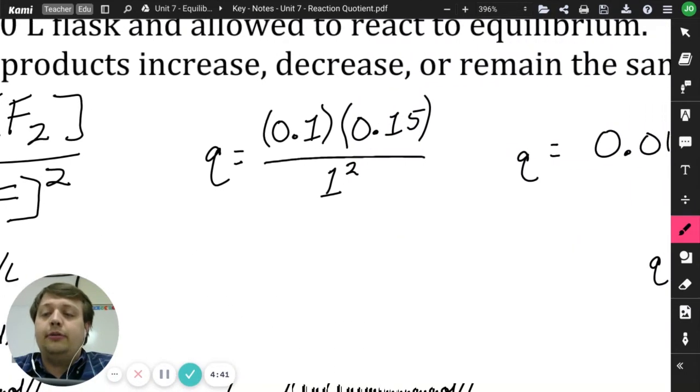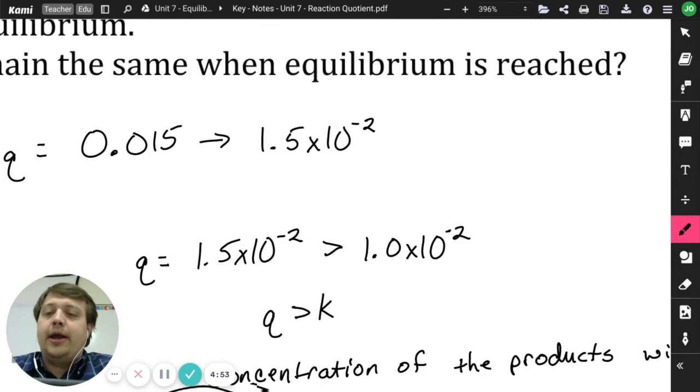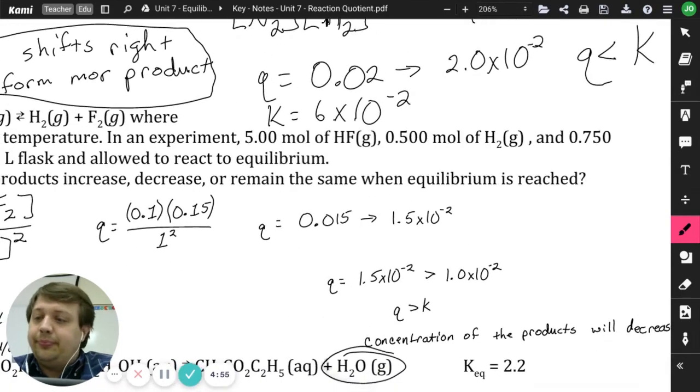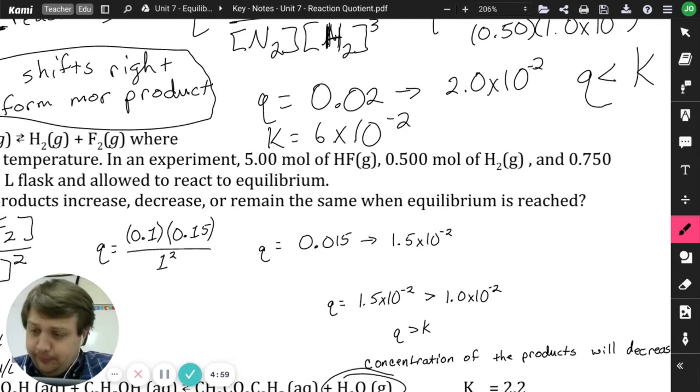Plugged in my numbers, and I found that my Q equals 0.015, which was 1.5 times 10 to the negative 2. And I compared that to what I had for my KEQ, which was 1.0 times 10 to the negative 2. So it is greater than my K. So since Q is greater than K, the concentration of the products is going to decrease. Okay?